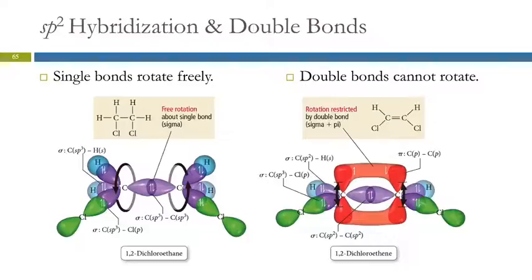And you can illustrate this with your fingers. If you put your index fingers together, you can twist your hands without taking your fingers apart. If you put two fingers together, now you can't. In order to rotate that, you have to break one of the bonds. So that's what's going on with the double bond.